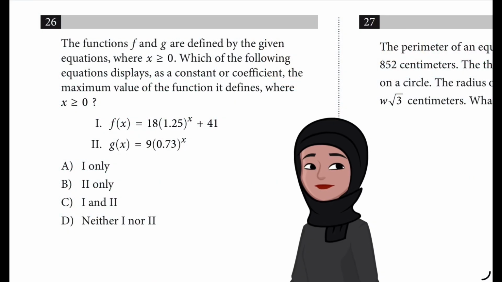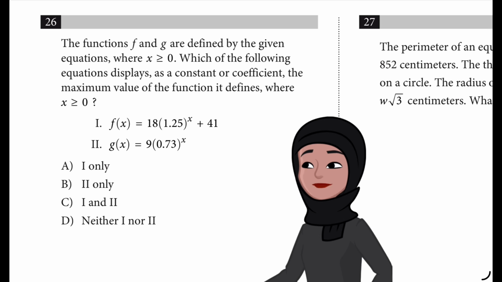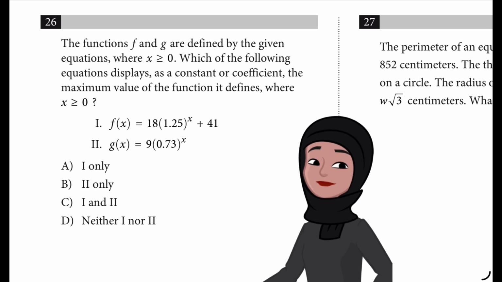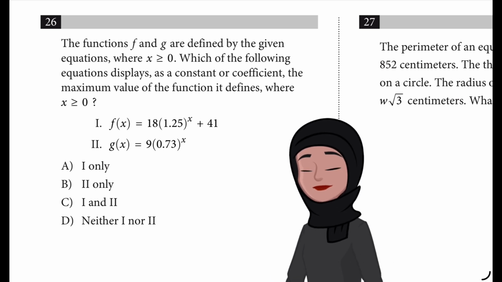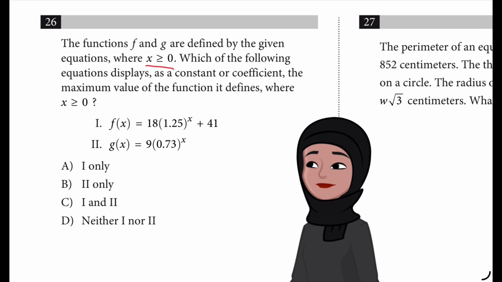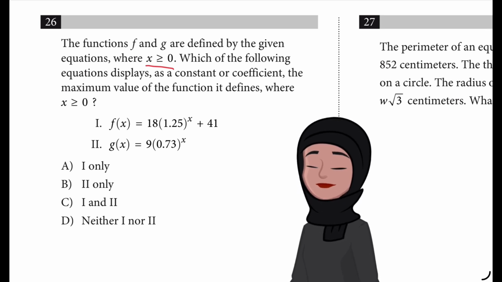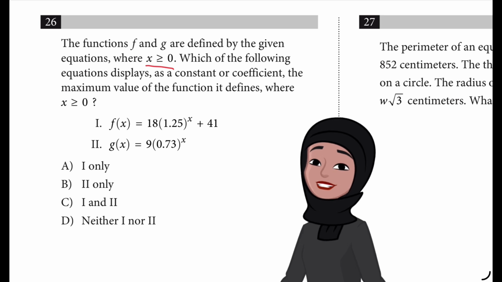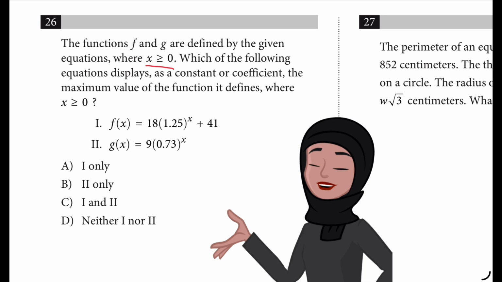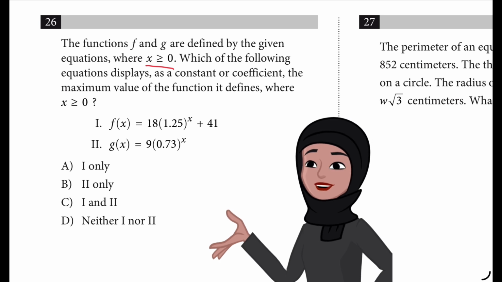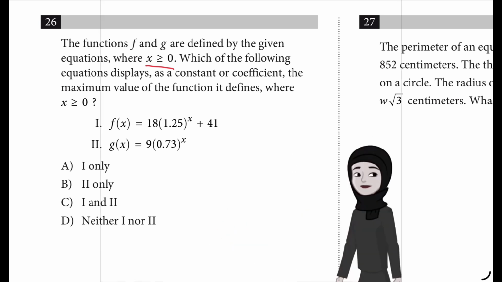Question number 26. The functions f and g are defined by the given equations where x is greater than or equal to 0. No negative values, only 0 and positive values of x. Which of the following equations displays as a constant or coefficient the maximum value of the function it defines where x is greater than or equal to 0?